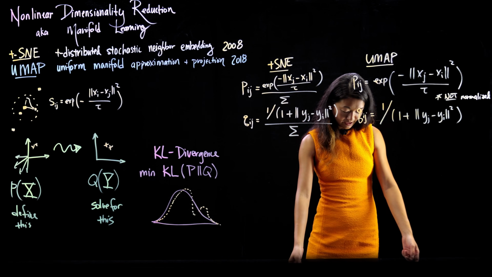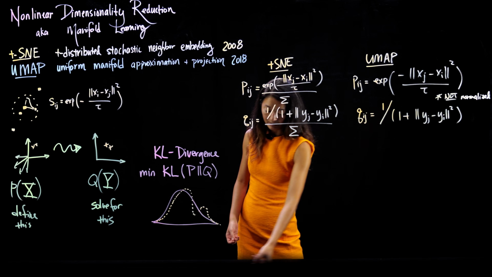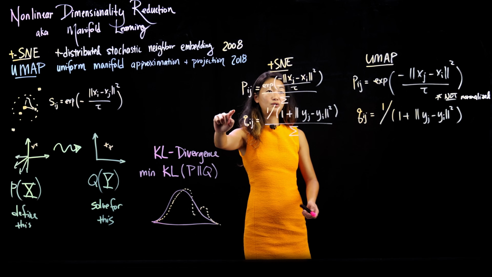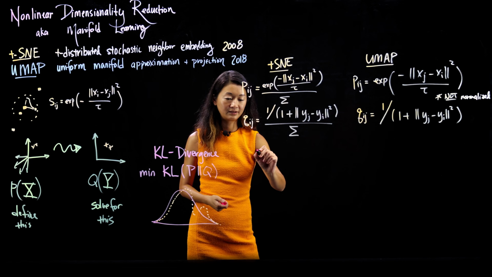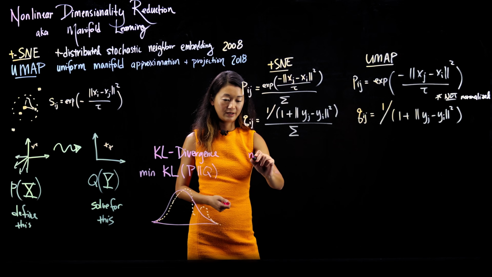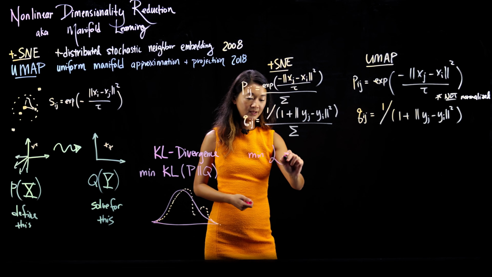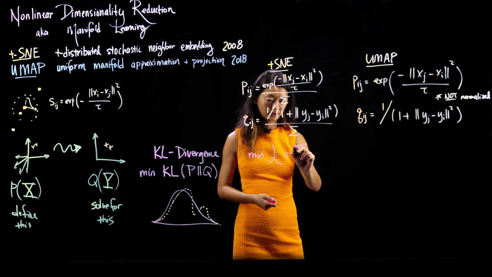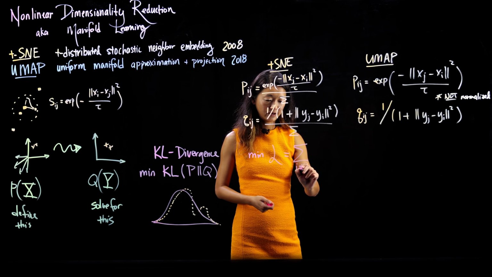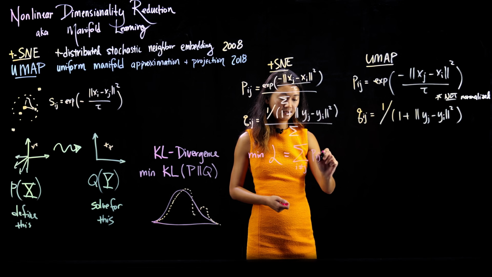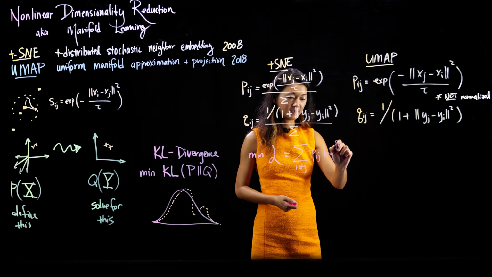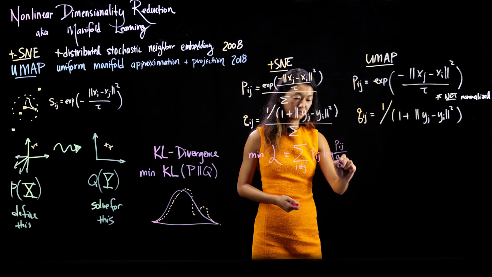So if I'm going to minimize the KL-Divergence of P and Q in both of these algorithms, I end up with a loss function. So in this case, I'm going to minimize my loss function, okay? And in this case, it's going to look like the sum over every data point that's not me of P_ij times the logarithm of P_ij divided by Q_ij.